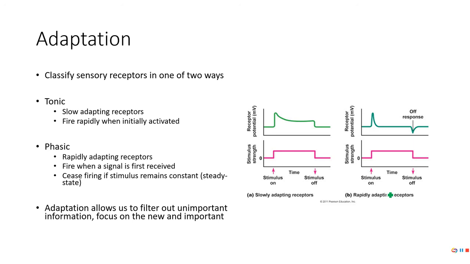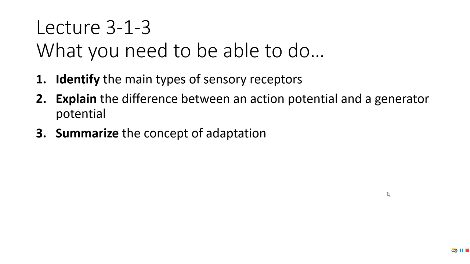And this occurs due to the process of adaptation. Initially we're focused on the new, and then over time the new becomes old and it's not as important. So the 3 things you need to be able to do: What are the main types of sensory receptors? What's the difference between an action potential and a generator potential? And be able to summarize the concept of adaptation.